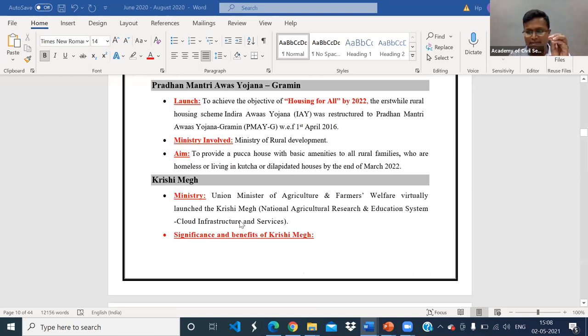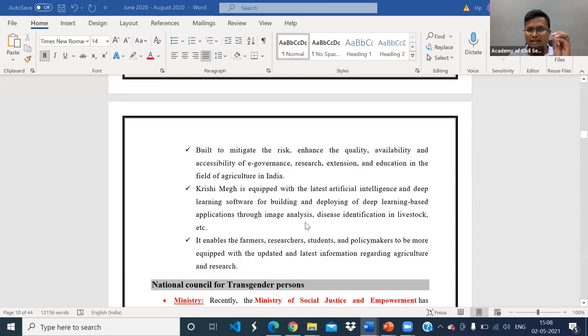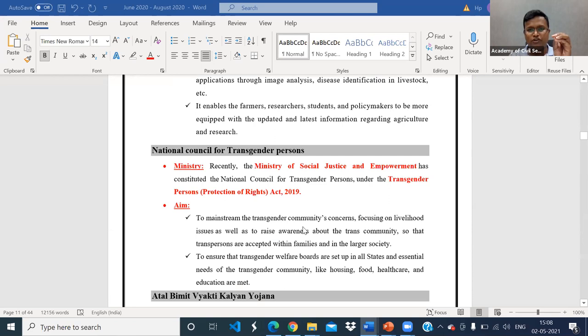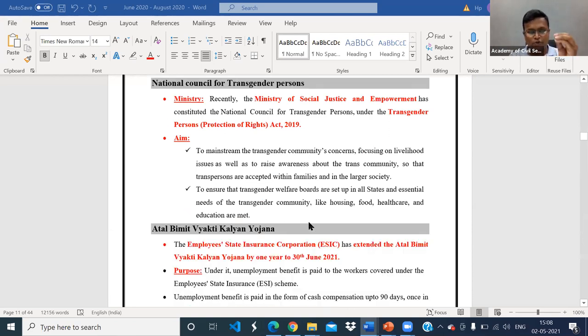Krishi Mac, we have discussed that. It is a program for developing agricultural education in agricultural universities by promoting digital learning. National Council for Transgender Persons, also we have discussed in the previous class. I'm not discussing that again because we have discussed it earlier. I wanted to combine everything in a single file. That is why it came once again.